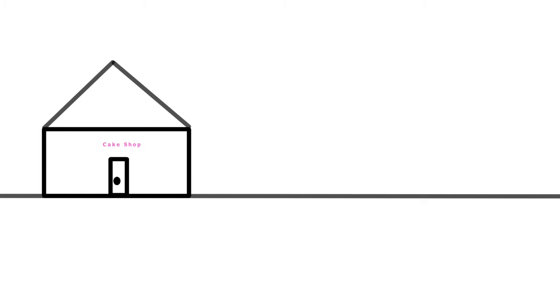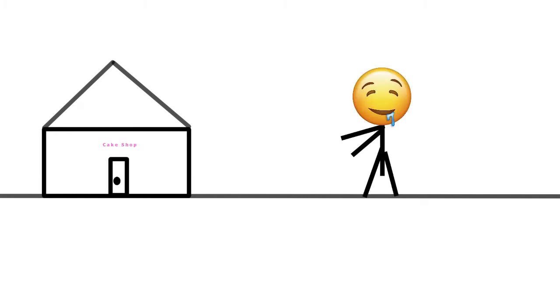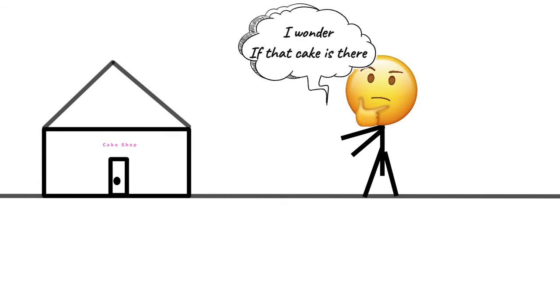This is a cake shop near your house. You love to eat the delicious pastries they make. This is Andrew. He wants to eat a cake, but doesn't know if that specific cake is available in the cake shop. I wonder if that cake is available there.